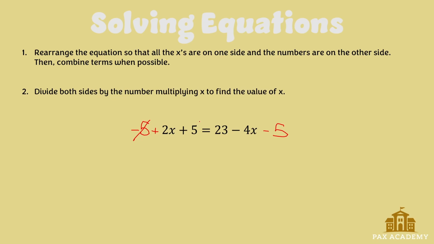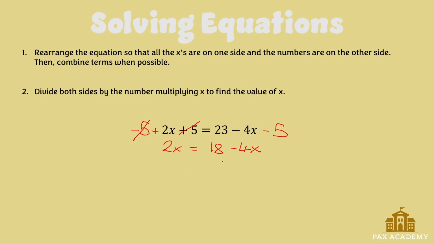So we get minus 5 plus 5, which cancels out. It's equal to 0, so we're left with 2x on the left hand side. And then we have 23 minus 5, which gives us 18, and then we're left with minus 4x. Now we're one step closer to solving this equation.